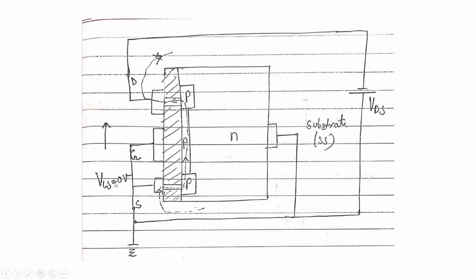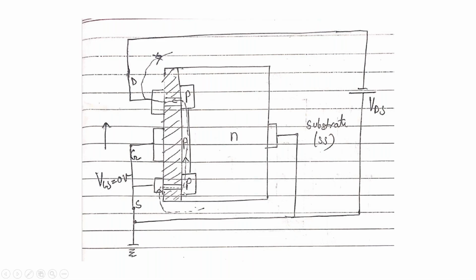Now we will see what the effect of VGS is. When we apply positive VGS, it will repel the holes. Repelling holes means the available free holes for conduction will decrease. Thereby the current will decrease. Therefore, for positive VGS, ID will decrease.